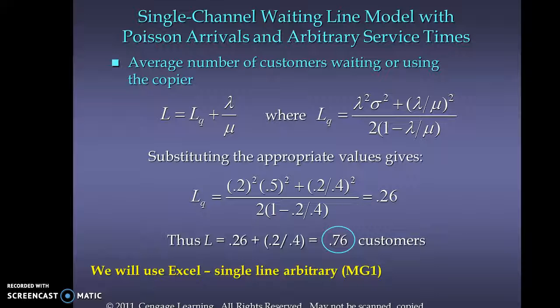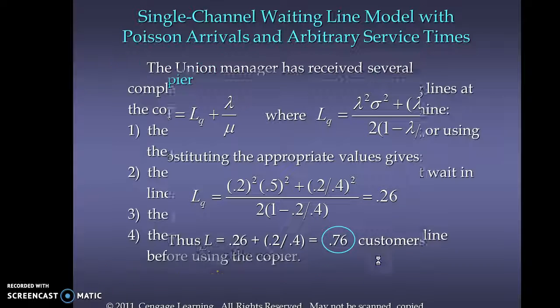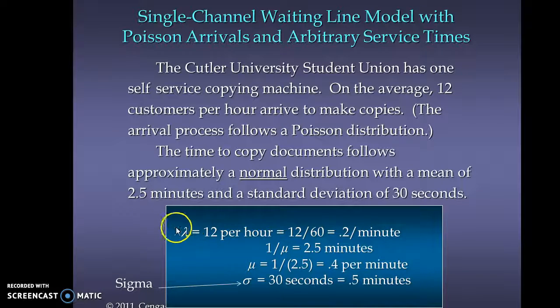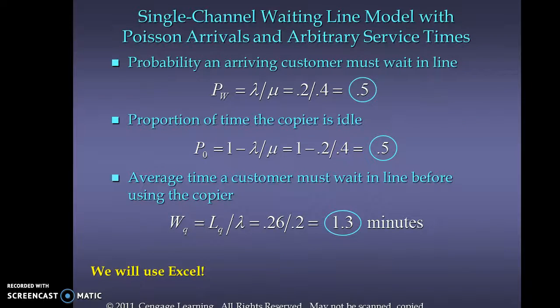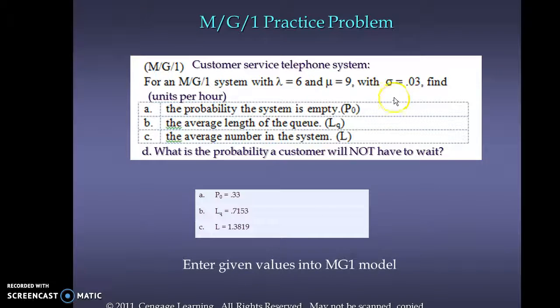Okay, so we can calculate again manually, or we can use Excel to calculate this using the MG1. Once we know the values for lambda, for mu, and for sigma, we can plug those in. Look at the MG1 model. Again, here's an example, a telephone service system. Lambda and mu are given, sigma is given, find in units per hour. We can calculate any of these. So enter those given values into an MG1 model.